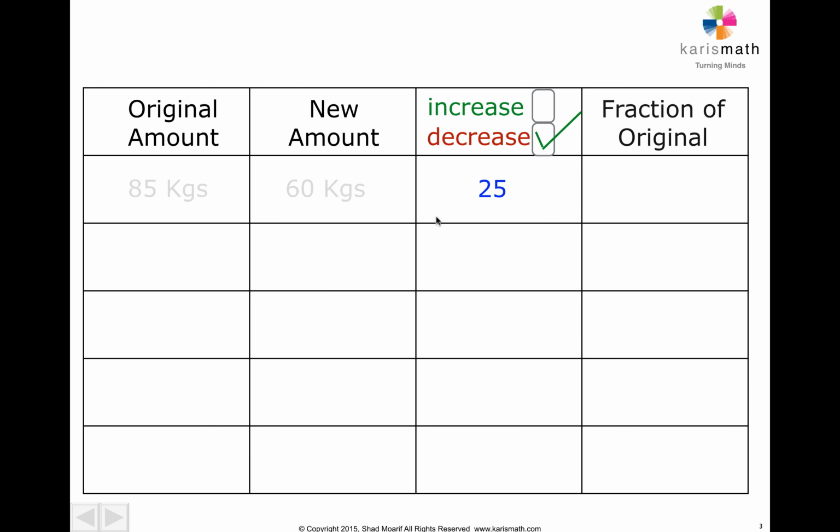Great. Now, what fraction is this of the original amount? This change, this decrease. So what do you do? You take 25 over the original amount. The original amount was 85. So that's the fraction. All you have to do is reduce it, and that's the answer. Great. Let's go to the next one.